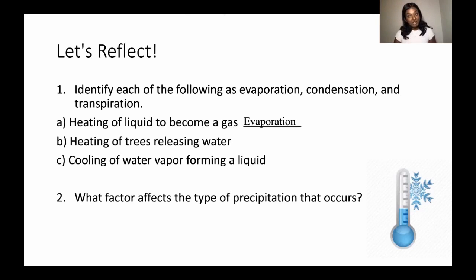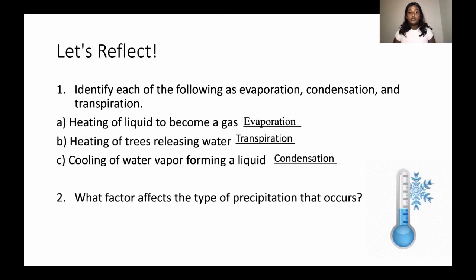That is evaporation. So the next one is heating of trees in order to release water. I mentioned this one a couple times, so I think it should be okay. That is transpiration. And next up, we have the cooling of water vapor in order to form liquid. That is condensation. So those are the three that I wanted to really go over and talk to you about.